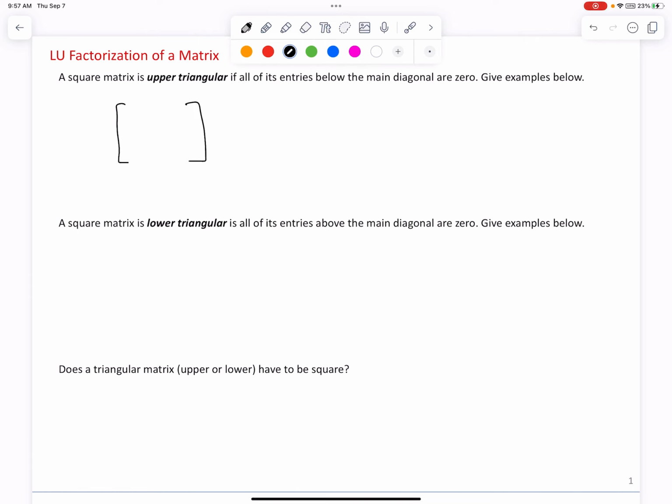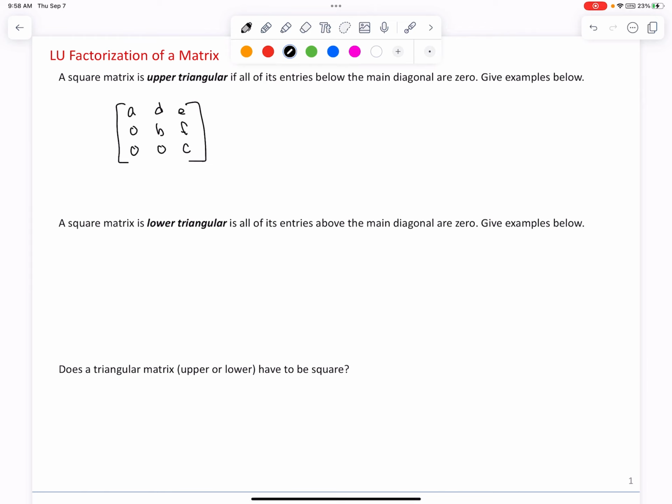The main diagonal can be any numbers you want. So I'll just put in A, B, C. Doesn't matter what they are. Below the main diagonal has to be all zeros. And so we do need a 0 in the 2-1 position, the 3-1 position, and in the 3-2 position. And the other entries can be whatever they want as well. So let's go ahead and just put D, E, F.